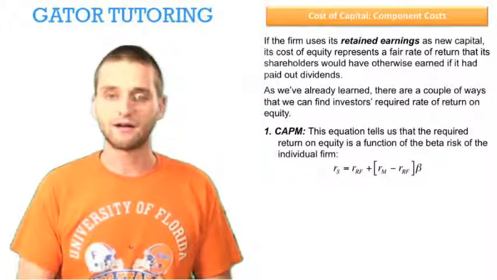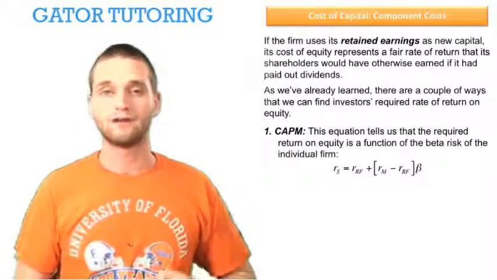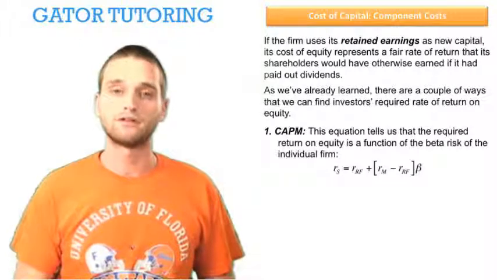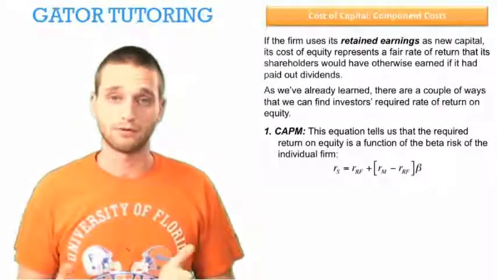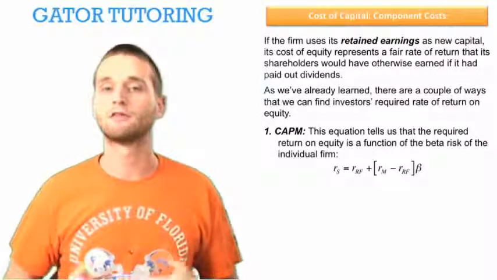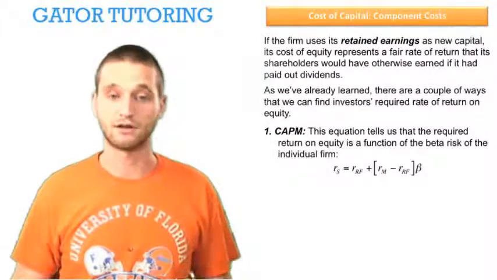And remember, the beta of a stock or of a firm is just a multiplier, which represents how many times risky is that firm relative to the overall market. So this is one way we can get the required rate of return on our stock, on our equity.